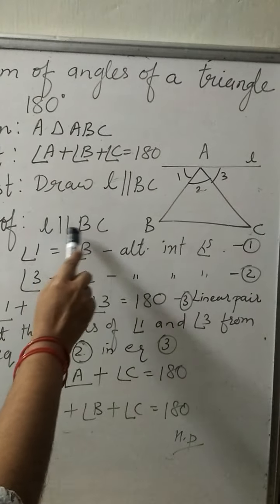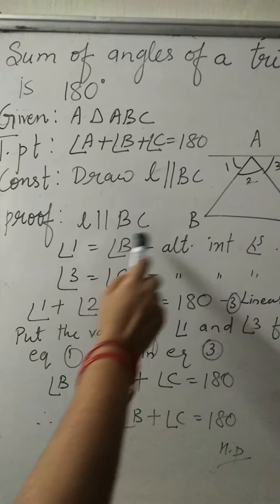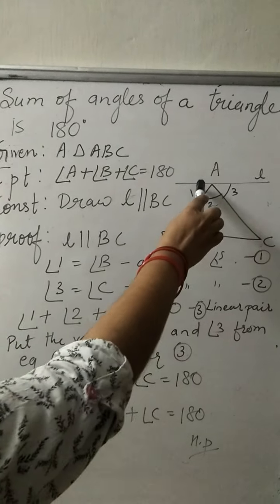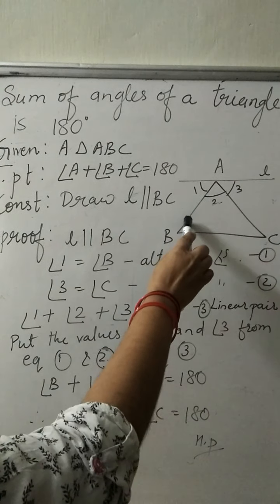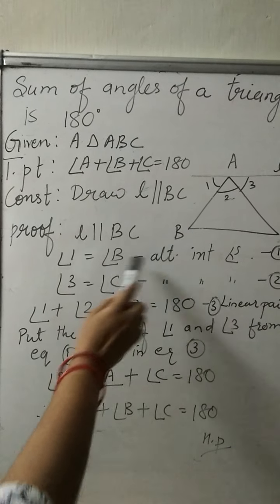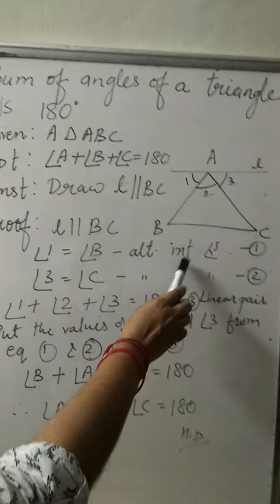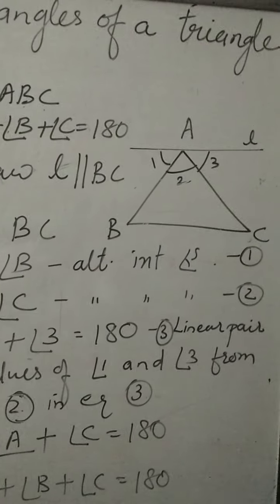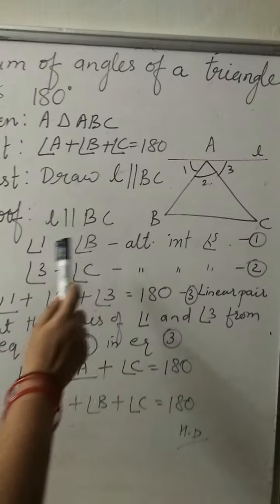L is parallel to BC. So therefore, AB will act as a transversal. Now angle 1 and angle B will be equal. That means angle 1 is equal to angle B because they are alternate interior angles. This you have studied in class 7, parallel lines.